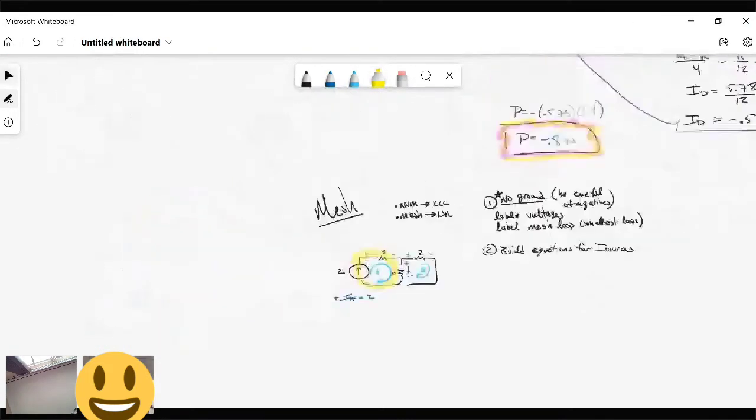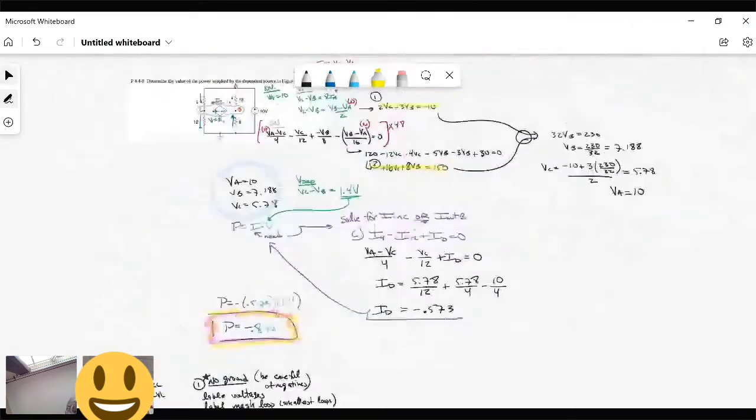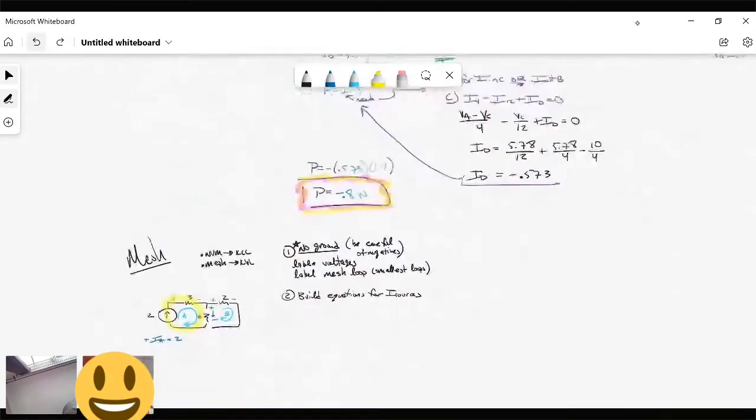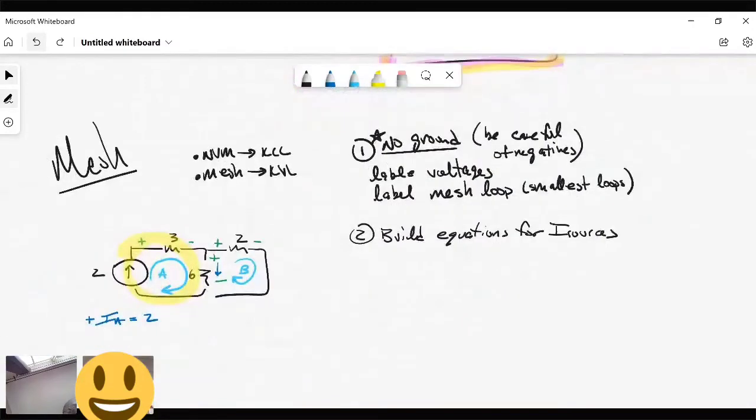Just like how in node voltage, the whole goal was to figure out the voltage of each node, in mesh current, our whole goal is to figure out everything in both meshes, every mesh value. Make some sense? So we just figured out IA. Now we got to focus on IB. Well, obviously, IB isn't touching any current sources, so I can't use a current source to figure out IB.